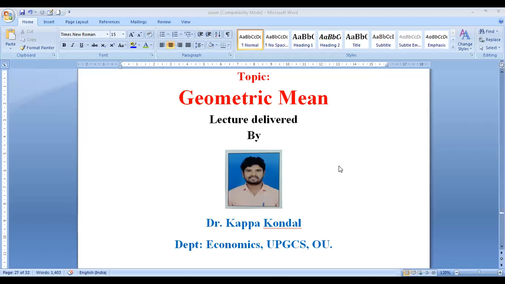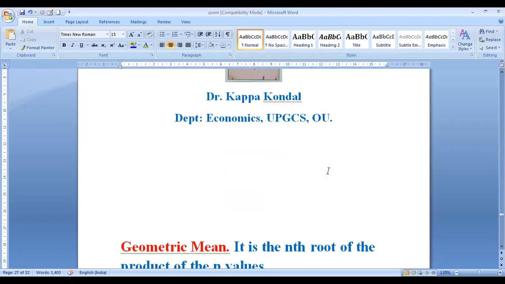Today our topic is geometric mean. Last day we discussed harmonic mean and how it is calculated. So today we will discuss geometric mean. What is the geometric mean? How can we calculate it? It is a part of the averages, so we will discuss it in depth.